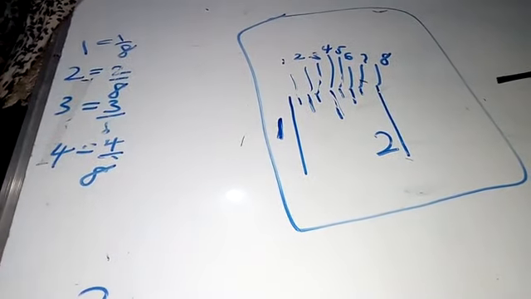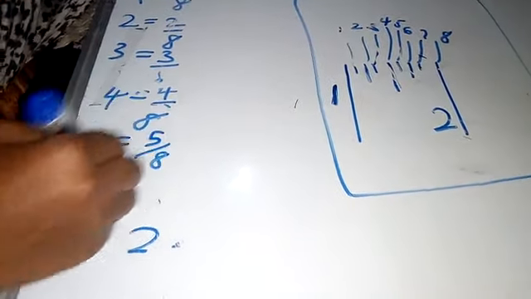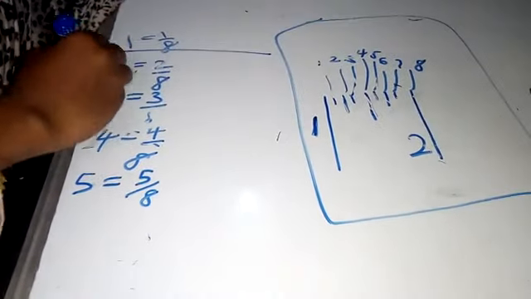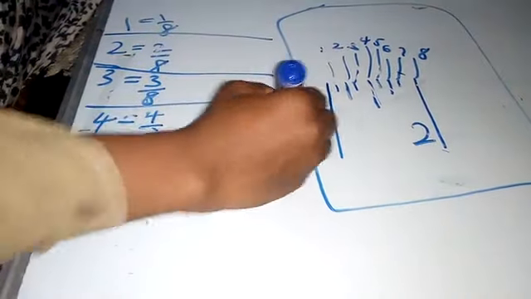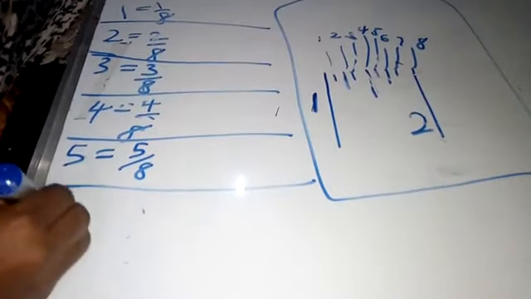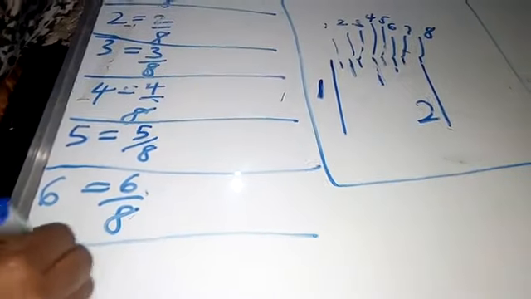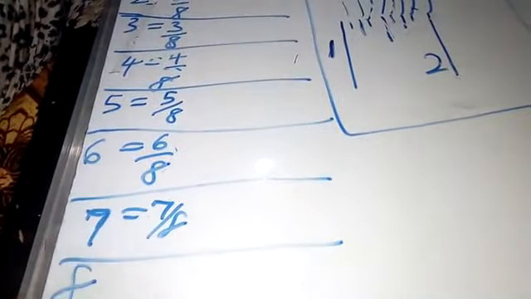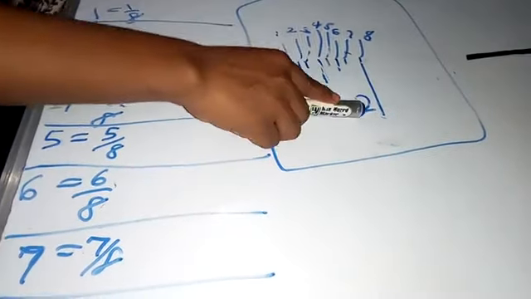Can you see? So the fifth line represents 5 over 8. You can be using your own tape measure to understand what I'm talking about. Let me just underline it so that we'll see what I'm writing very clearly. So the sixth line represents 6 over 8, and the seventh line represents 7 over 8, and the last line, which is the 8th, represents the whole number. So that is why it's 2 here. Can you see? So that is 2.